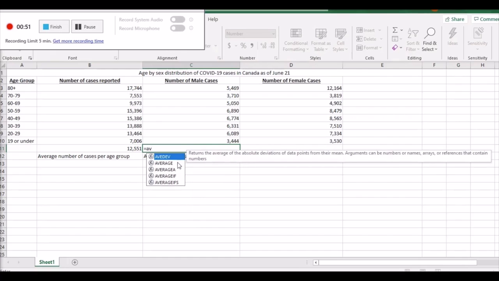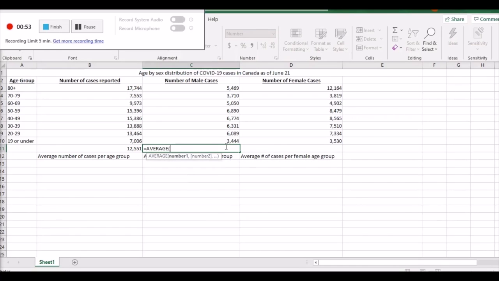So what I'm going to be doing next is the male cases. Same thing as the other one, I type equals average, and then I highlight all of the data for the male cases from age 19 or under to 80 plus, close the bracket, enter, and there it is right there. So what that means is that every age group for male cases is around 5,470 people.